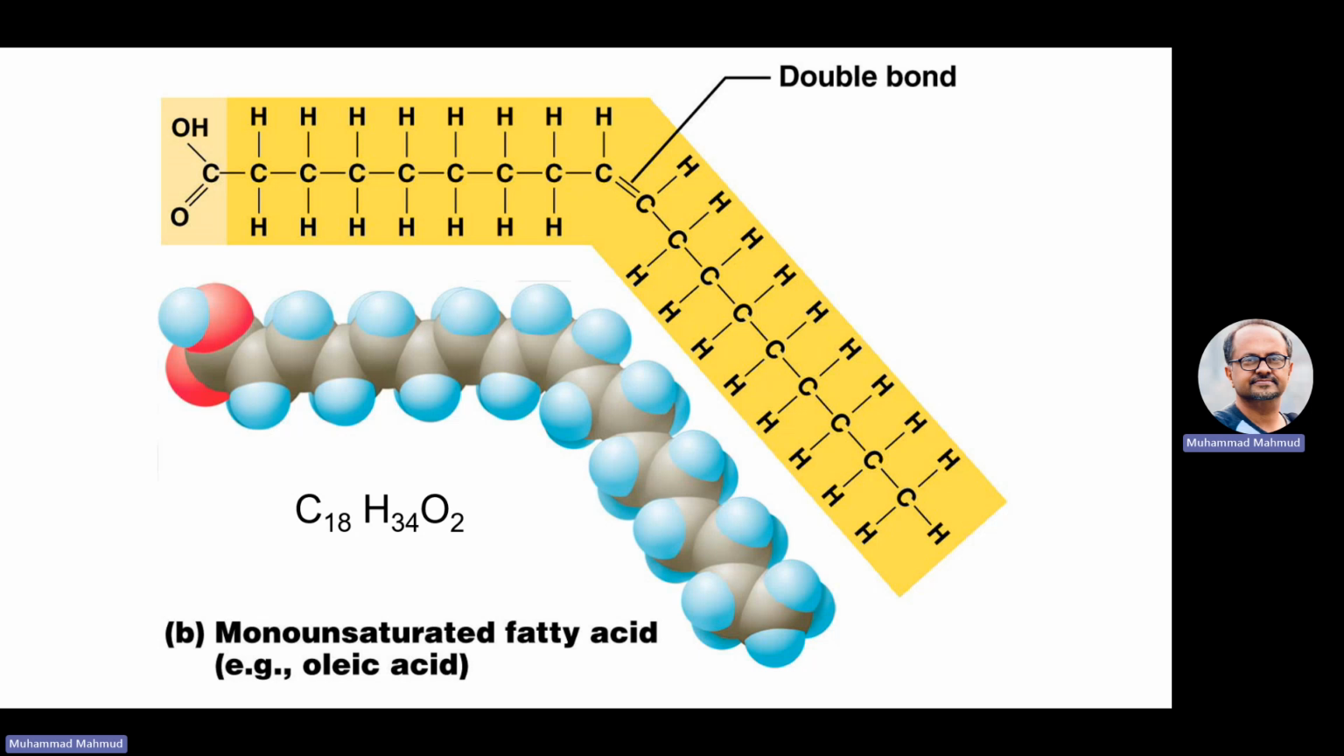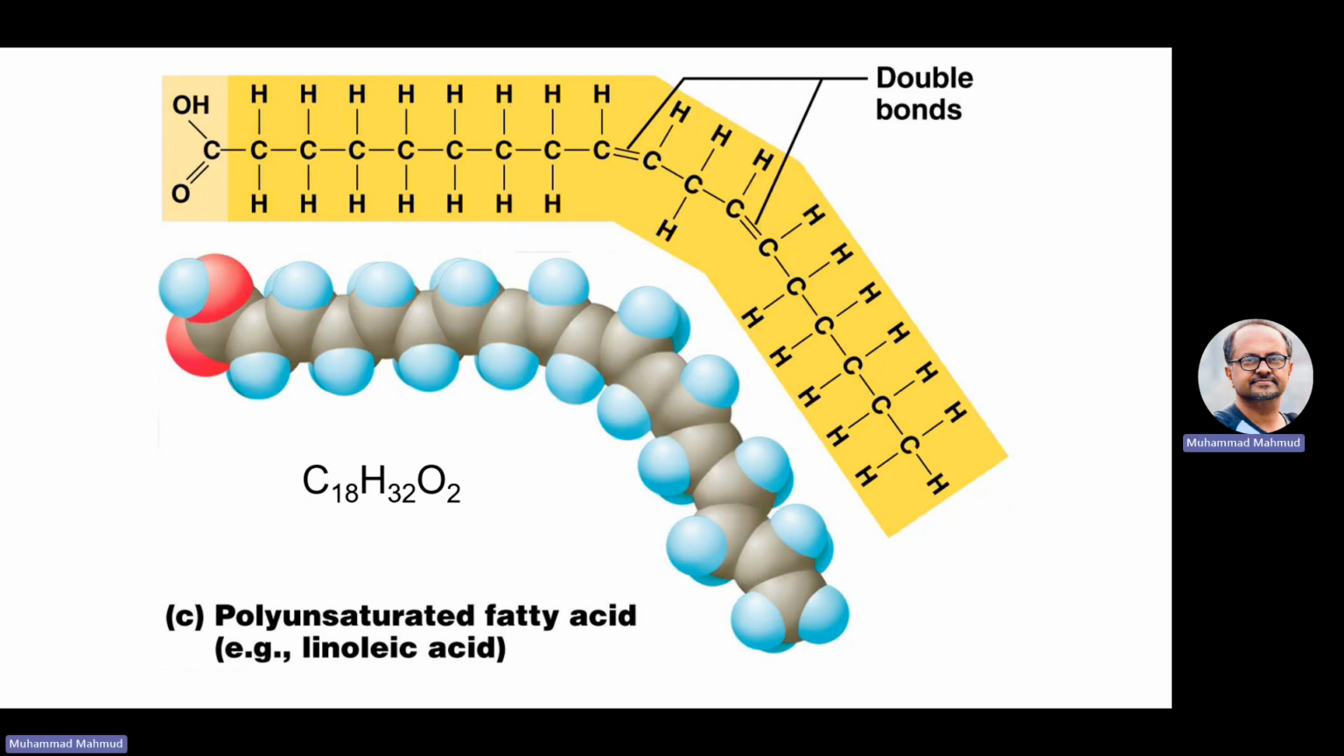And how does it look? There you go. You see, the left side COOH carboxyl group is similar to all other fatty acids. And then when we look at the hydrocarbons, we see this double bond here. This is why it is unsaturated. And as there is only one double bond, that will be a monounsaturated fatty acid.